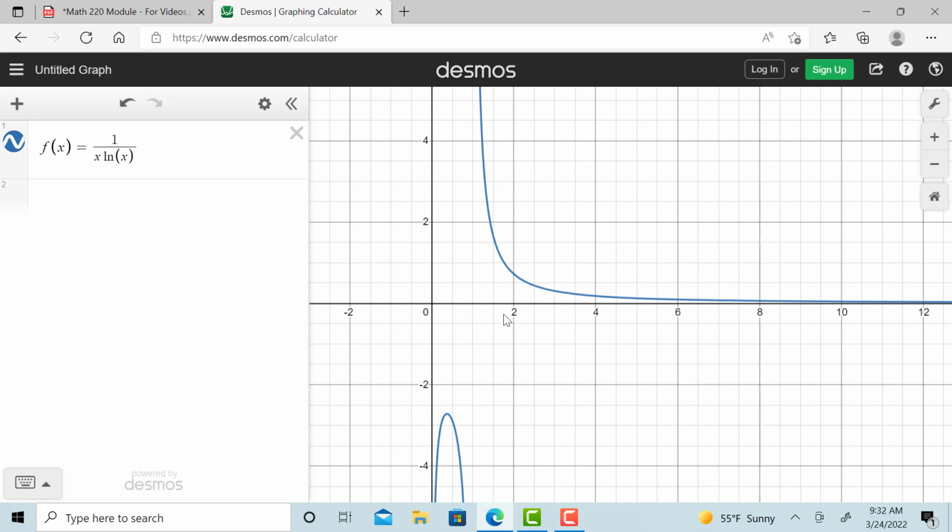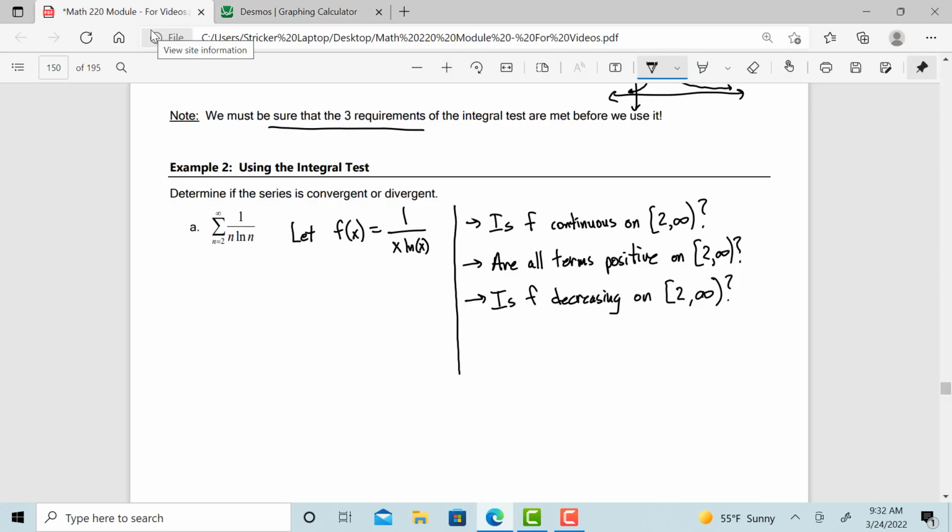Are all terms positive on 2 to infinity? Well, there are negative terms down here between 0 and 1, but after 2, look, everything's above the x-axis, so everything's positive. And is it decreasing? Well, yeah. After 2, it looks like it's going down towards 0, right? So all three things do hold for this problem.